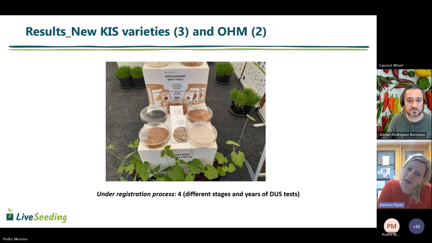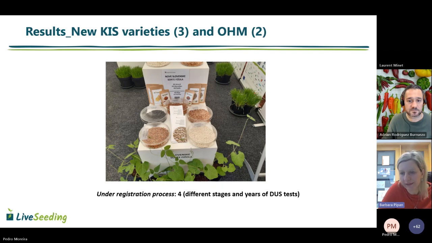So those three varieties are not organic, but can be used under organic conditions as well, because they are well adapted to those low input conditions. And we also have two organic heterogeneous materials, KISS Deodat and KISS Bogo, which are both heterogeneous. KISS Bogo is heterogeneous in pod shape, and KISS Deodat is heterogeneous in seed coat pattern.